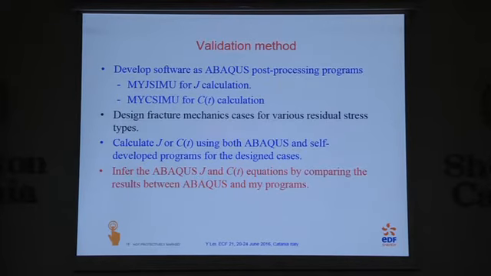Okay, validation. I cannot tell all the details, but this is how I did it. Firstly, I developed software as Abaqus post-processing programs. One is used to calculate J, another one is K. For me, it's not very different from when I developed my new definition, and I can do the calculations quite easily. These two programs are basically used to simulate Abaqus. Or, of course, you can do the correct calculation.